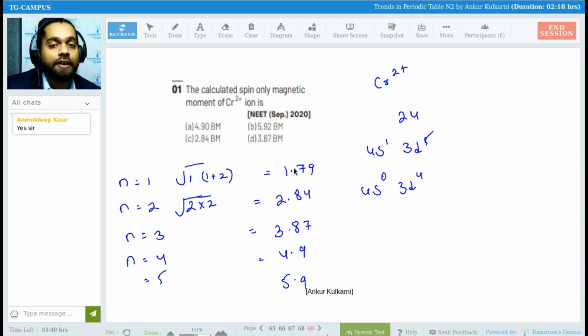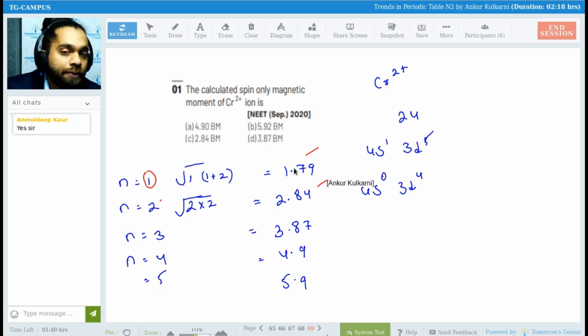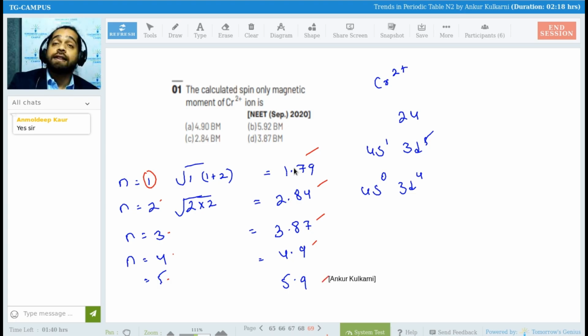Please do not even solve everything. Okay, look over here. Just look at the unpaired electrons. See, if you have one unpaired electron, the answer will always be around 1. If you have two unpaired electrons, it will be around 2. If you have 3 unpaired, it will be around 3. If you have 4, it will be around 4. If you have 5, it will be around 5. That's it. Do not even solve it. Even if you do not know the formula, still you can remember this.